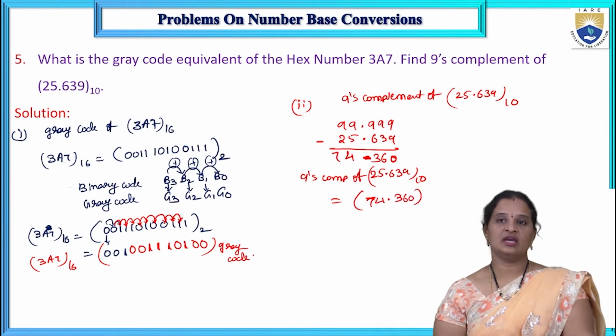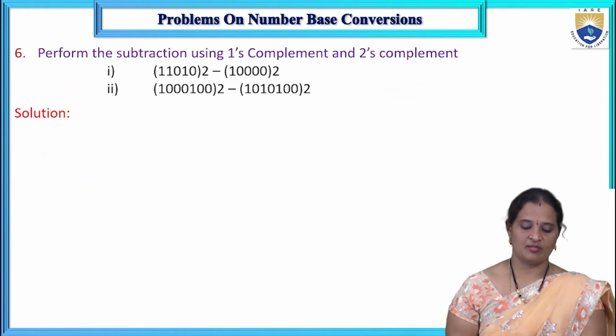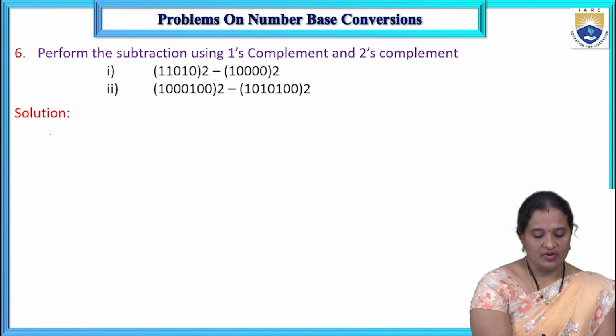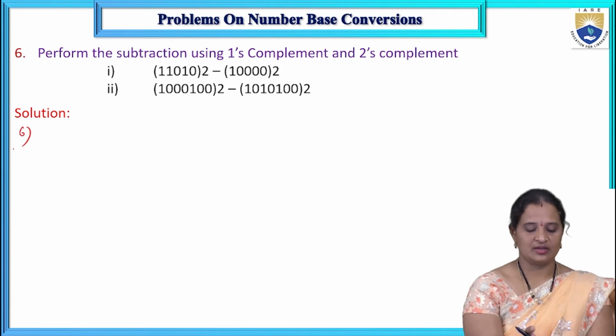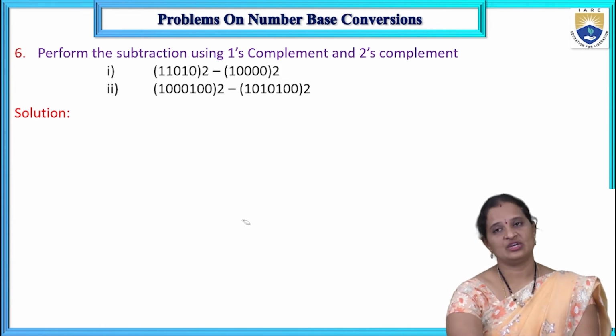74.360. So this is the 9's complement. That is how we can get the 9's complement of a given number. Now the next problem, the sixth one. We have to perform the subtraction using 1's complement as well as 2's complement.